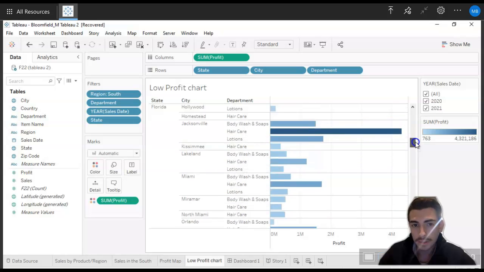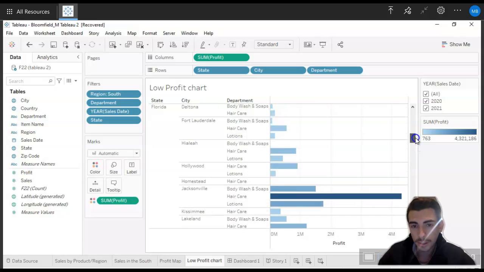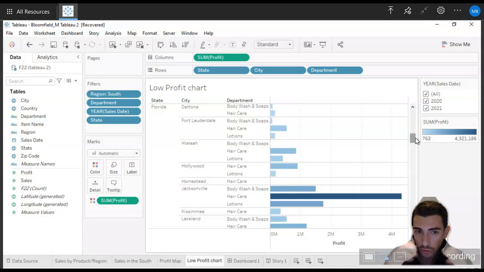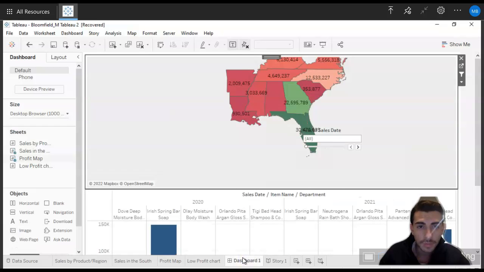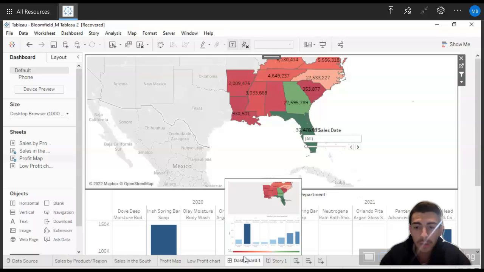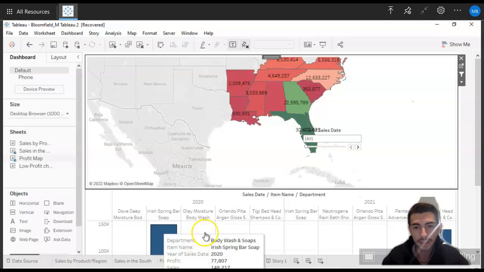But see, this low profit chart is more accurate. There's more information to look at. So that's why I included this sheet. Now we have the dashboard. The dashboard is a summary of our data, and it helps us understand our performance and why it is happening like that.